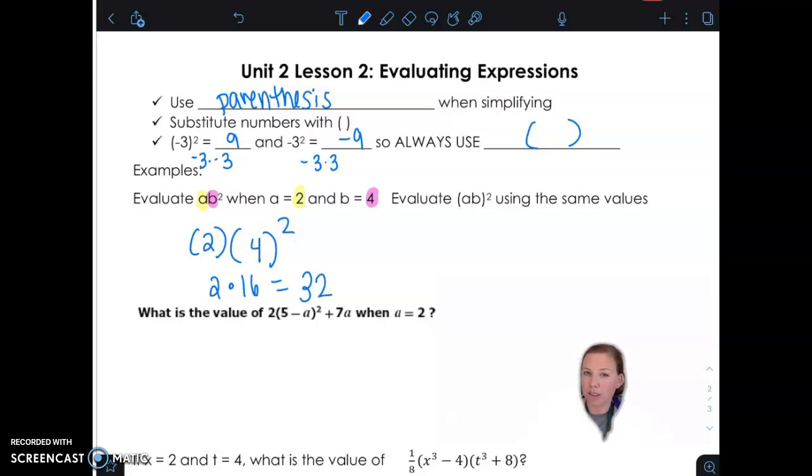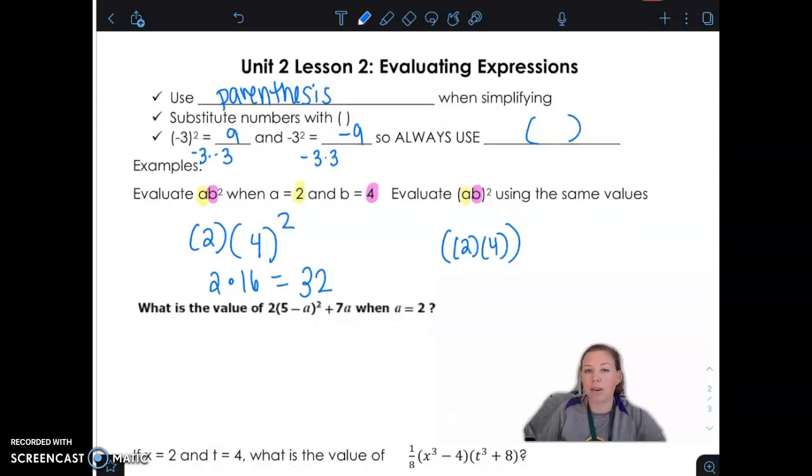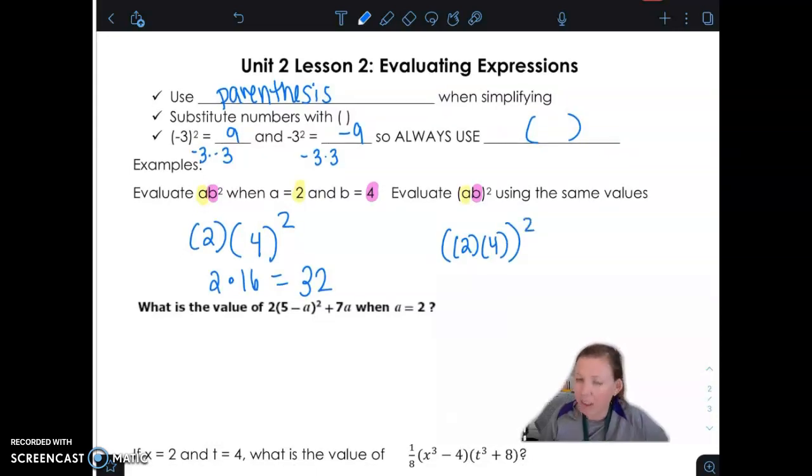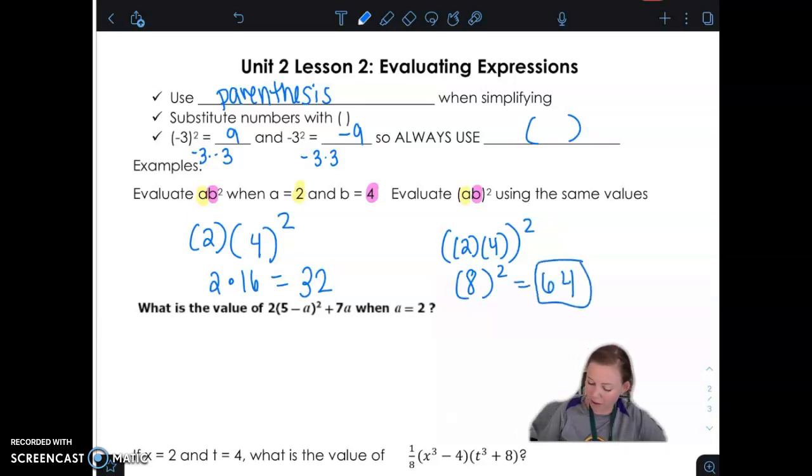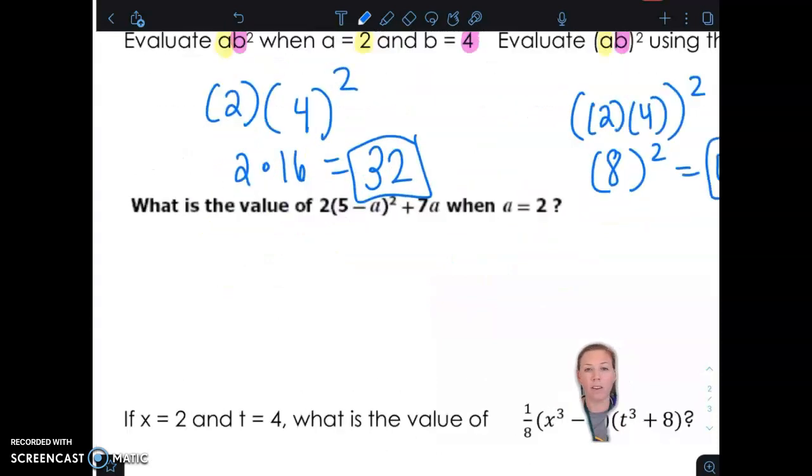For the second one, we're going to use the same values. We plug in 2 for A and 4 for B, but because we're in the parentheses, we have double ones. Basically we're multiplying A times B, so we have 2 times 4 in parentheses, and then the original outside parenthesis, and then squared. We have stuff going on in parentheses, so we multiply first. That would be 8 squared, which is 64. So 32 for the first one, 64 for the next one.